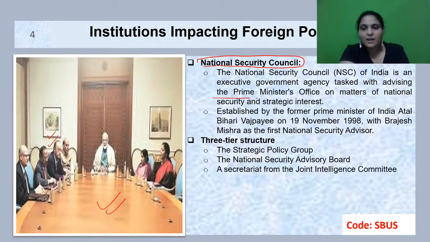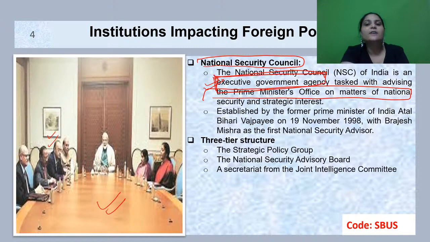So this body is an executive body. Remember this, it's an executive body. It's not a legislative body, not a statutory body, but an executive body that is made by the executive orders of the government. The regions are not defined. They are for the entire eastern world and the western world. That's how it is. All right. Now, they are tasked with advising the Prime Minister's office on matters of national security and strategic interest.